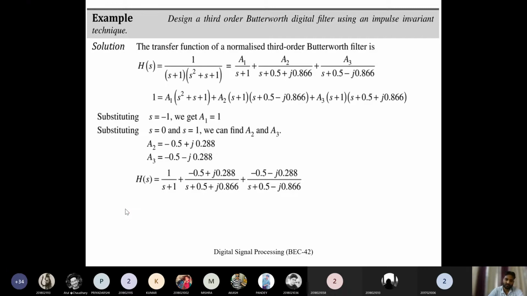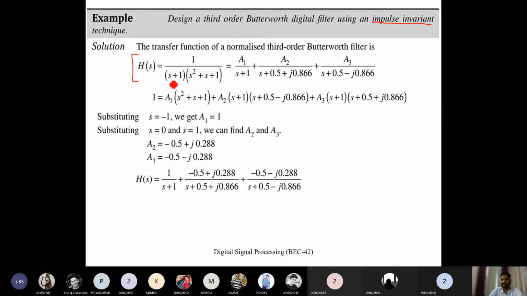Okay, so suppose we have been given this H of s equals 1 upon s plus 1 multiplied by s square plus s plus 1. So this is the given system, and you need to use the impulse invariant method. We also call it the impulse invariance method. Okay, both are the same.